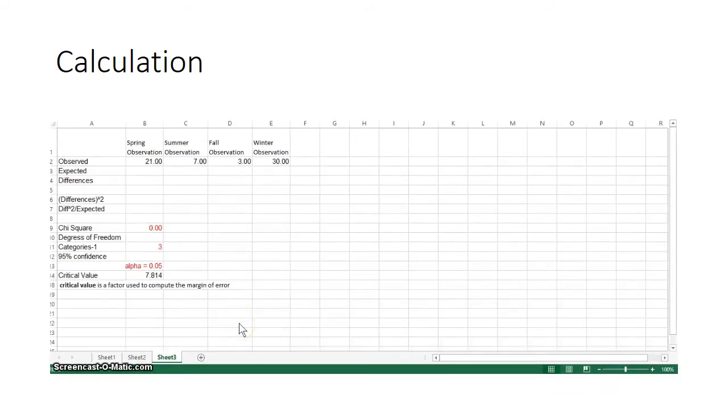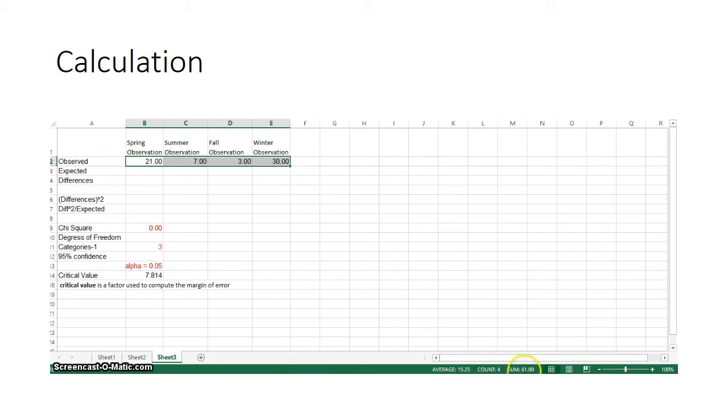Okay, so we're looking to determine if being born during a specific season will influence a person's probability of developing seasonal allergies. We've collected data from people who suffer from seasonal allergies, and we've categorized them by their birth month. These are the data that were observed. The next step is to determine what data was expected. The way to do that is to calculate the sum of the observed.